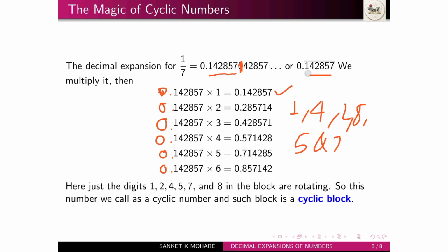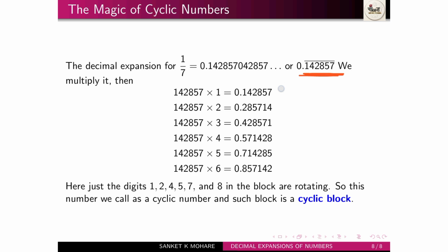What do we observe here? After multiplying 0.142857 by 1, 2, 3, 4, 5, 6, we observe that the digits 1, 2, 4, 5, 7 and 8 in the block are rotating. So this number we call a cyclic number, and such a block is a cyclic block.